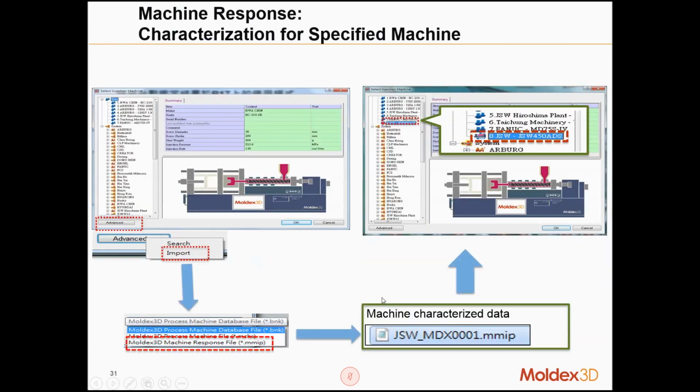Okay. The next one in our solver is the machine response. Now we have one service called machine characterizations. It's kind of like material testing, but we test the machine. We can know the capability of each machine, and consider the response time of this specific machine, to get a better prediction of especially the pressure and also some others.